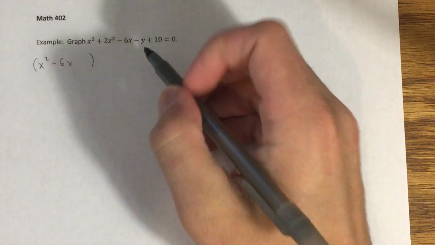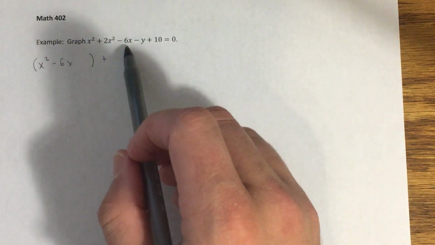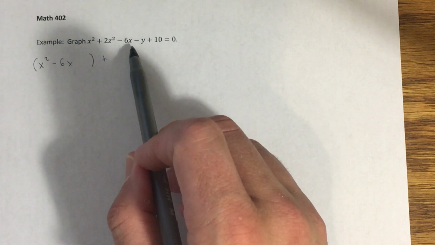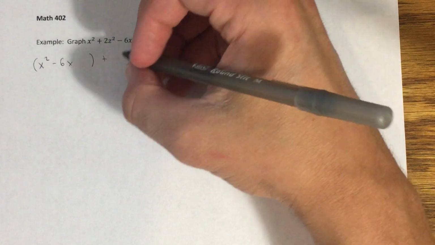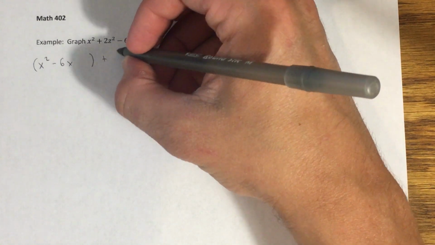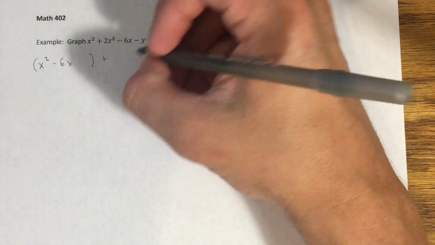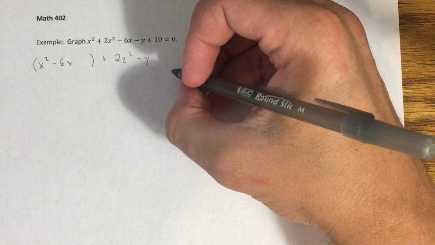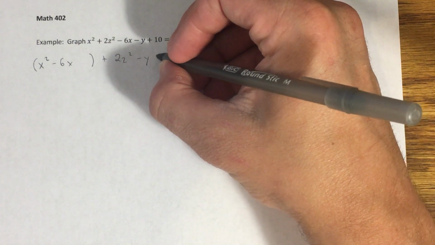So I'm going to leave that alone, but let's deal with the z's as well. Well, there's no z term that's not being squared anywhere, so I also don't really need to worry about that. So let's just call it 2z squared minus y. And then I'm going to subtract the 10 from both sides, equals negative 10.